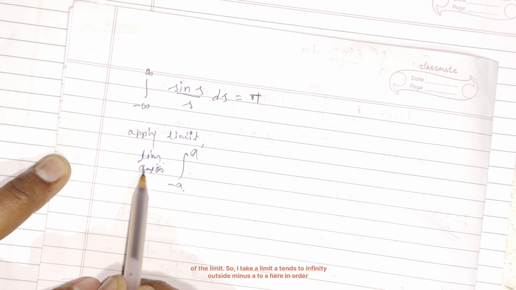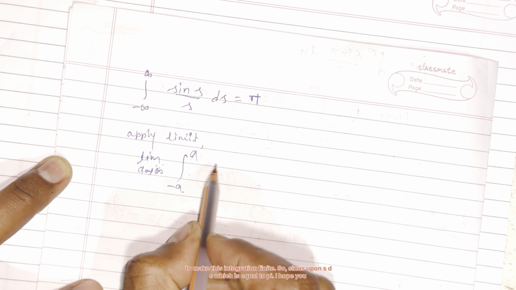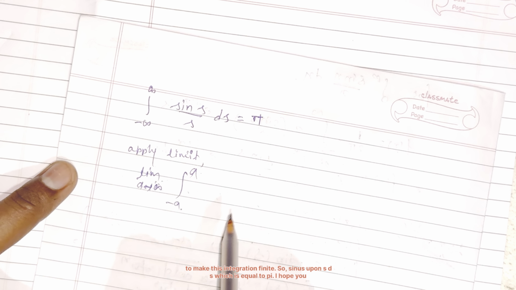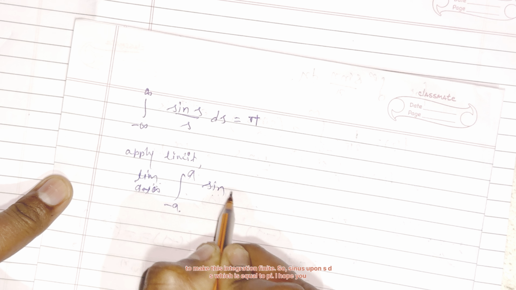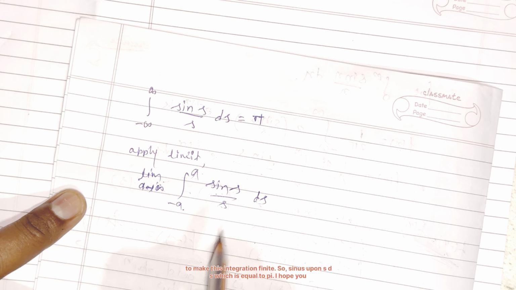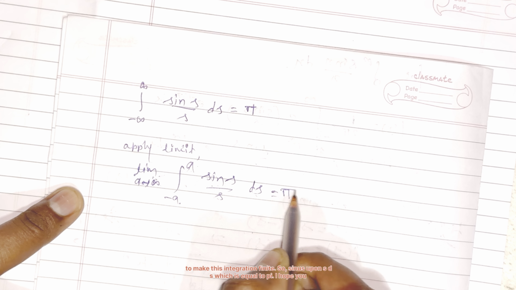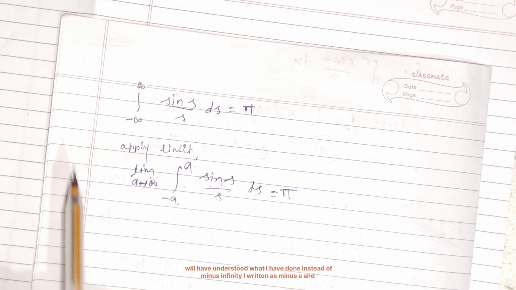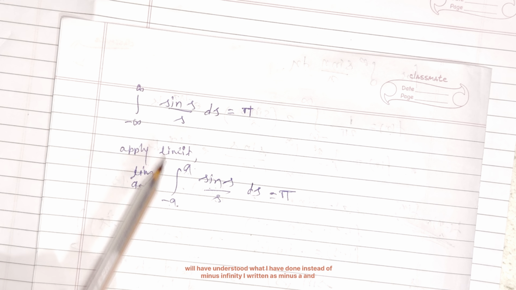So I took the limit a tends to infinity outside, and minus a to a here, in order to make this integration finite. So sin s upon s ds, which is equal to pi. I hope you all have understood what I have done. Instead of minus infinity, I wrote minus a, and instead of infinity I wrote a. The remaining terms stay as they are, and outside the integral I wrote a goes to infinity.